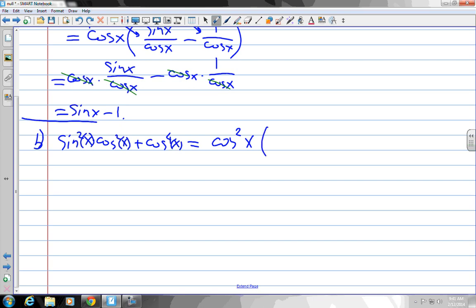Well, if I pull out the cosine squared x, what's left? Well, not yet, but sine squared plus cosine squared, right? Which equals 1. Sine squared plus cosine squared equals 1. So that's just cosine squared times 1, so that's just cosine squared. Lovely.